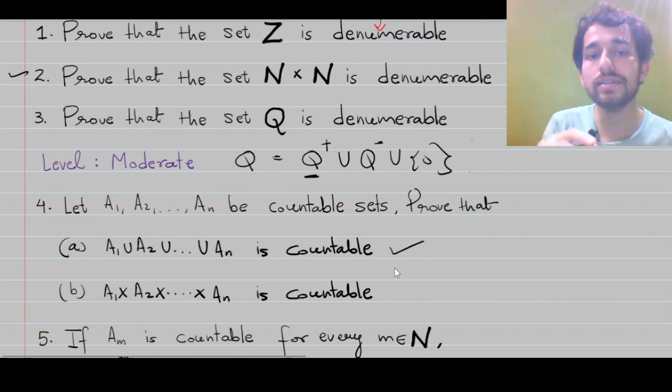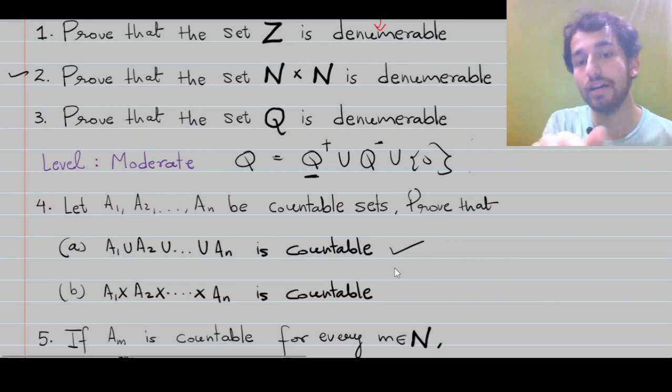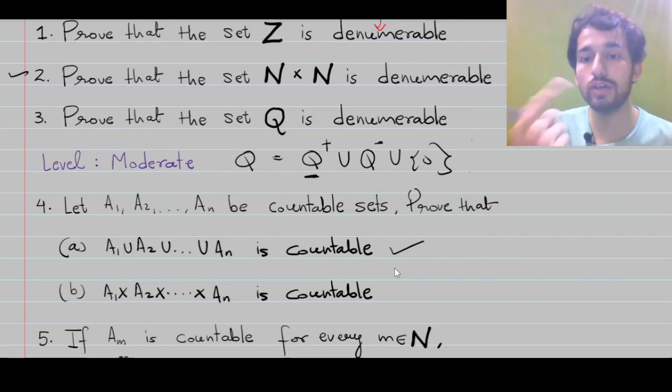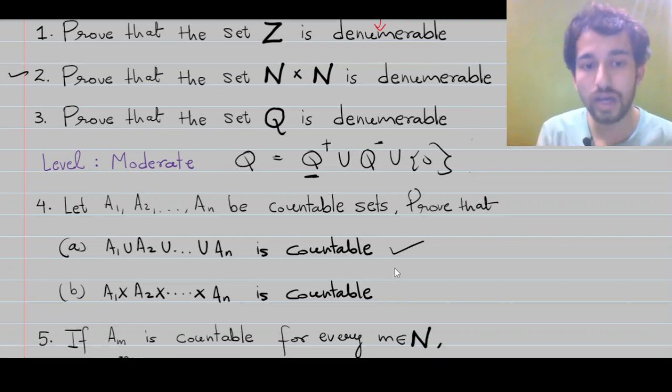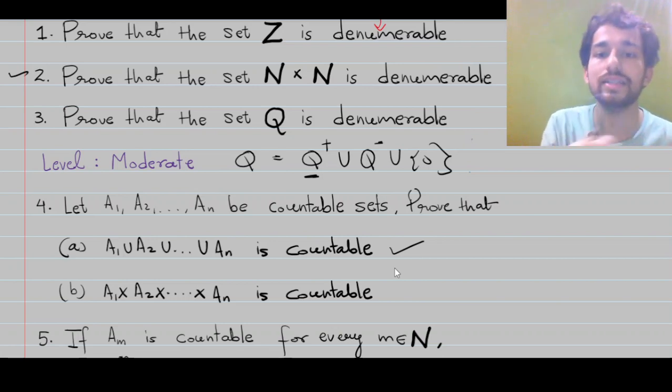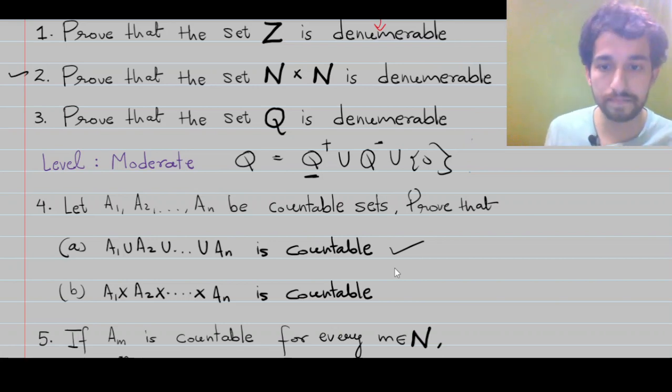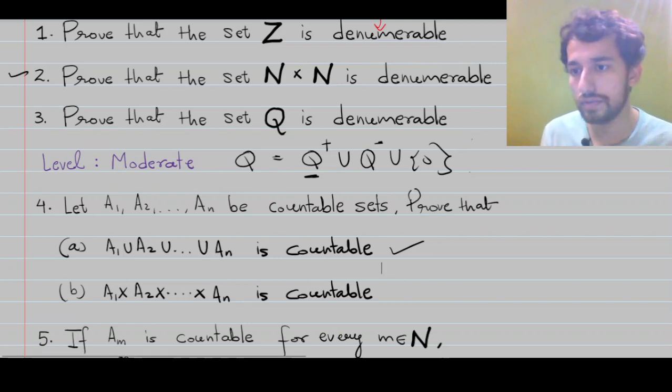Say I have A1, A2, A3, where A1 is my Q plus, A2 is my Q minus, and A3 is the singleton 0. If I collect the union of these 3 countable sets, the answer is countable, and so the set of rational numbers will be countable. So try to prove that. That would be more than sufficient for you.